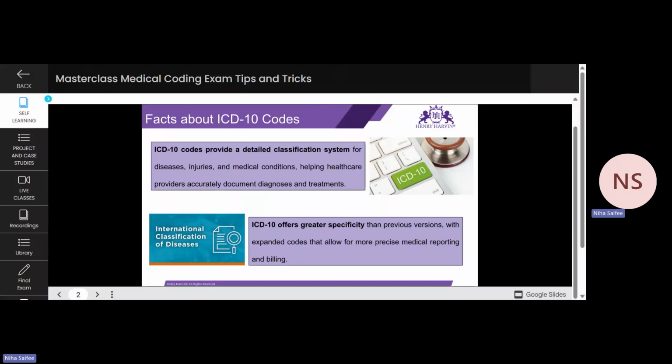eyes, ears, nose. There's a chapter related to pregnancy diseases. There's a chapter related to mental diseases. There's a chapter related to neurological diseases, right? There's a chapter related to cardiovascular diseases. So we have different systems, and different chapters associated with them, mentioned in your ICD-10 codes.